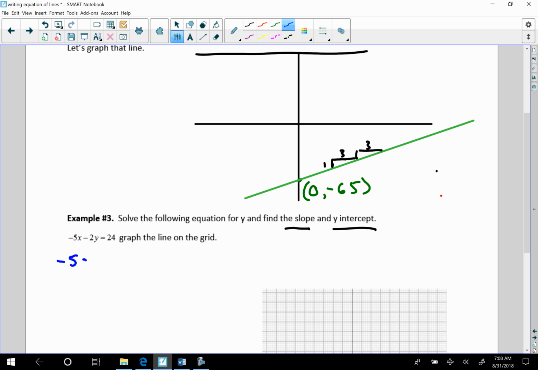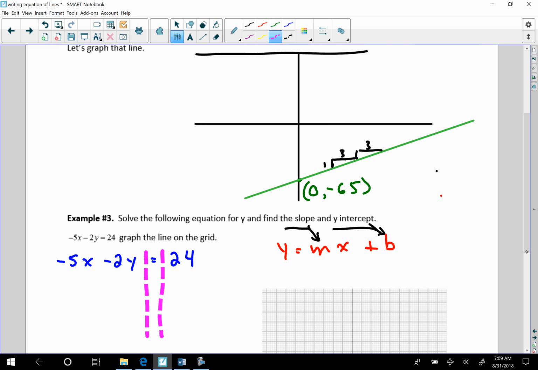So I'm just going to rewrite the equation. Keep in mind what I want to do. I want to write this equation in this form: mx plus b. That way I can reach right in and grab the slope and reach right in and grab the y-intercept. So the first thing I'm going to do here, I like to use the borders. This is a good idea to use the borders.